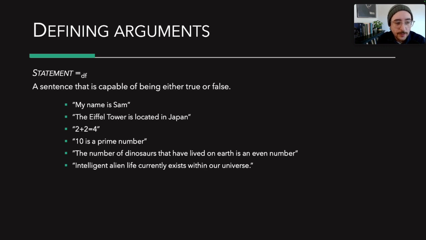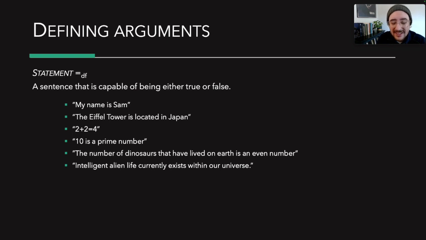Now, of course, there are some differences between each of these statements. Some of them are true. My name really is Sam. Some of them are false. The Eiffel Tower is not located in Japan. Some of them are necessarily true, like 2 plus 2 equals 4. That has to be true. It couldn't be false. 10 as a prime number is necessarily false. It couldn't be true.